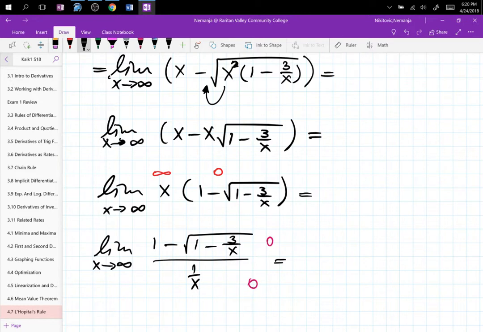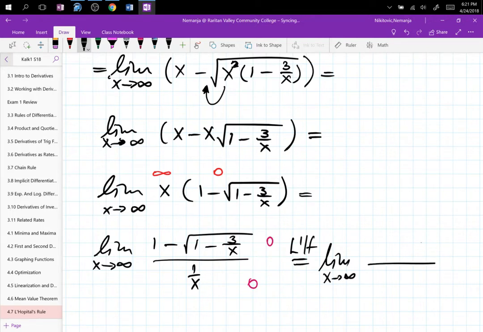So 3 over x is 3 over infinity, that's 0. So the only thing that is left under the root is 1. Square root of 1 is 1, so 1 minus 1 is 0 for the top. And then 1 divided by infinity is 0. So that's also 0, and we have 0 over 0. Now, at this point, we can do L'Hopital because we have indeterminate form 0 over 0. So now this is where L'Hopital kicks in.